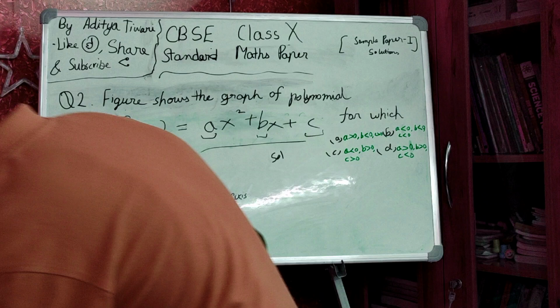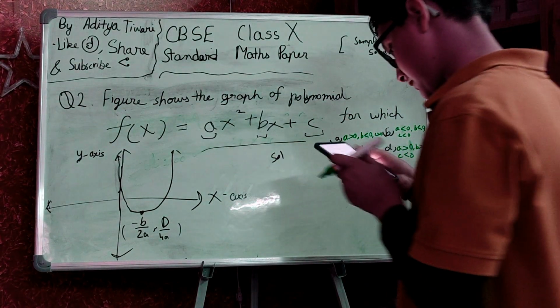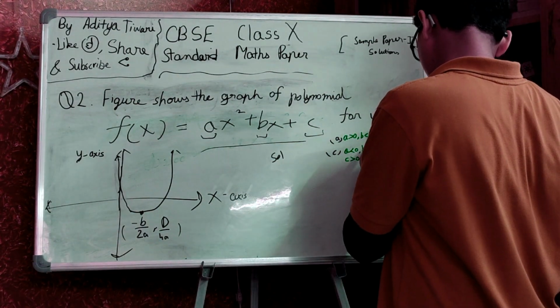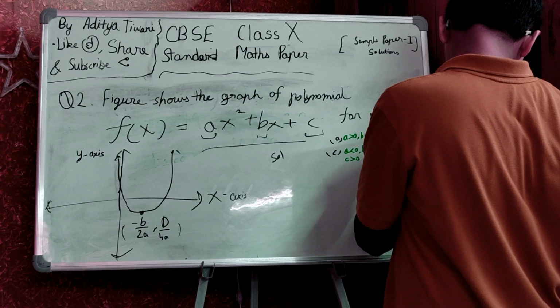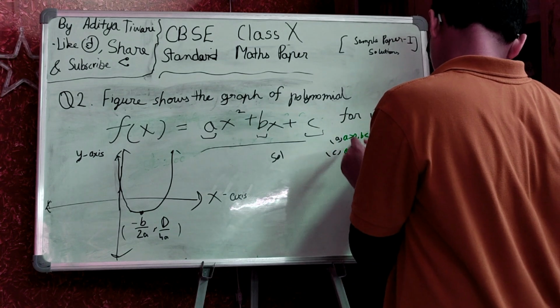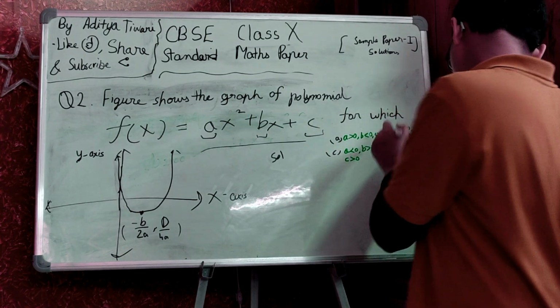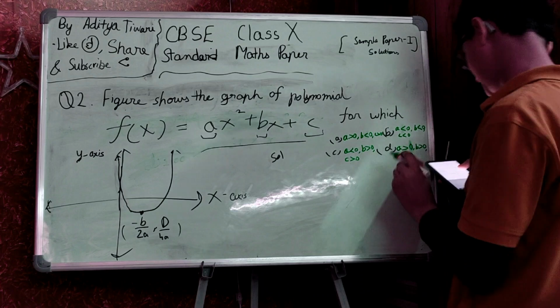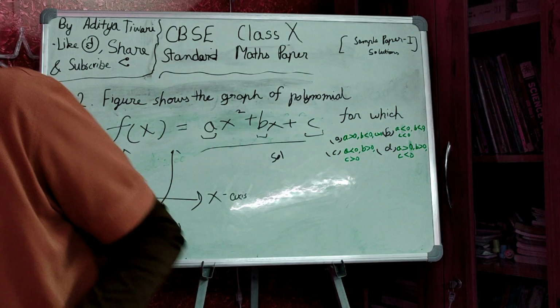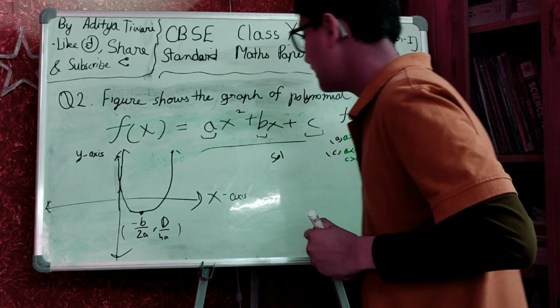Okay, I'll just check that the options are written right. A greater than 0, b smaller, c greater. A smaller, b smaller, c smaller. A smaller, b greater, c greater. A greater, b greater, c smaller. Okay, so I'll explain the answer.